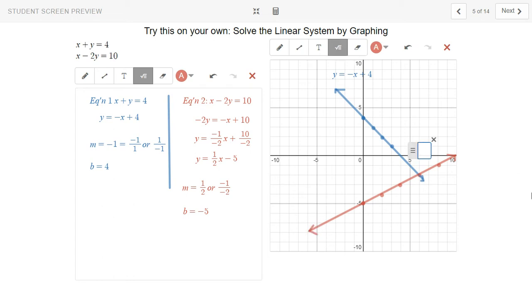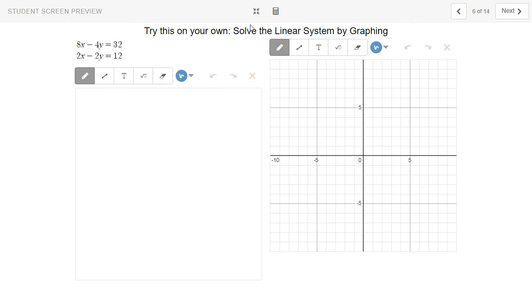We're going to label this: y is equal to half x minus 5. And we see that our point of intersection is right there. Coordinate for our solution, 6, negative 2. Try this on your own. Pause the video and come back here to check your answer.